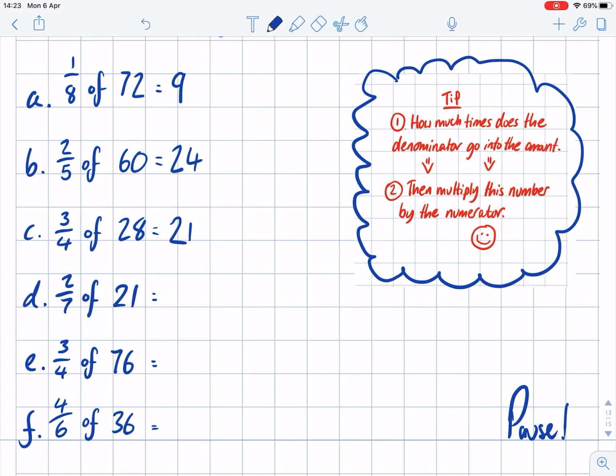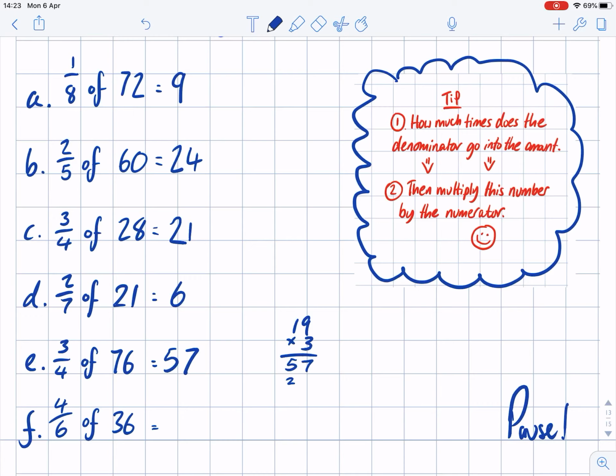2/7 of 21. How many 7s go into 21? 3. 3 multiplied by that numerator, 2, gives us 6. 3/4 of 76. Okay, got to think about this one now. How many 4s go into 76? It's 19. Then I need to multiply the 19 by the numerator, which is 3. So if I do that, 3 multiplied by 9, 27. 3 times 1 is 3, add the 2, is 5. So 3/4 of 76 is 57.